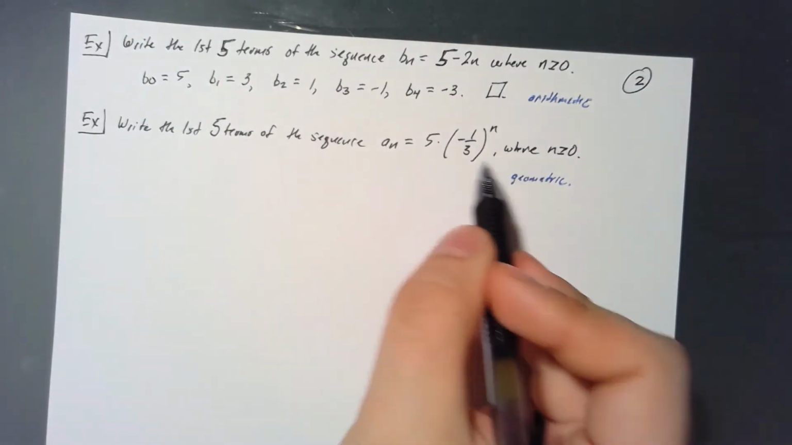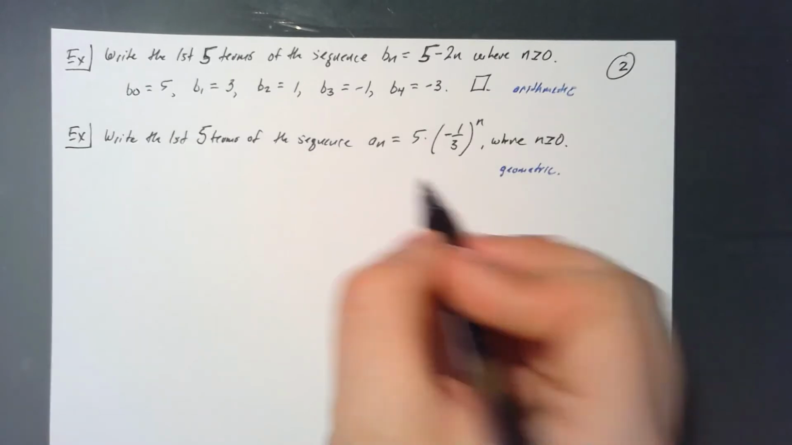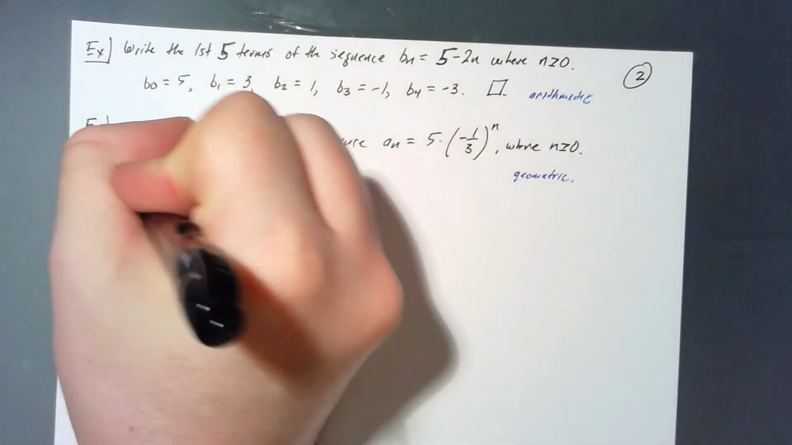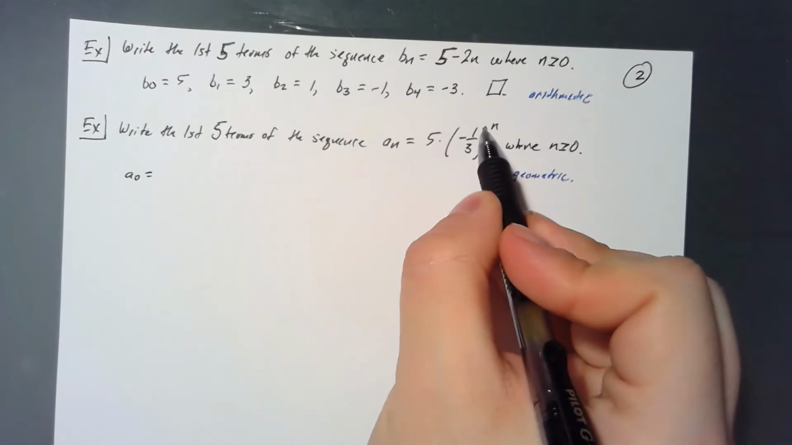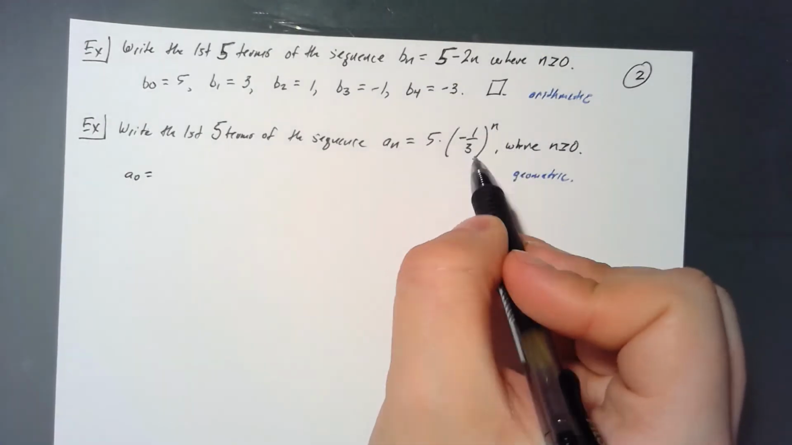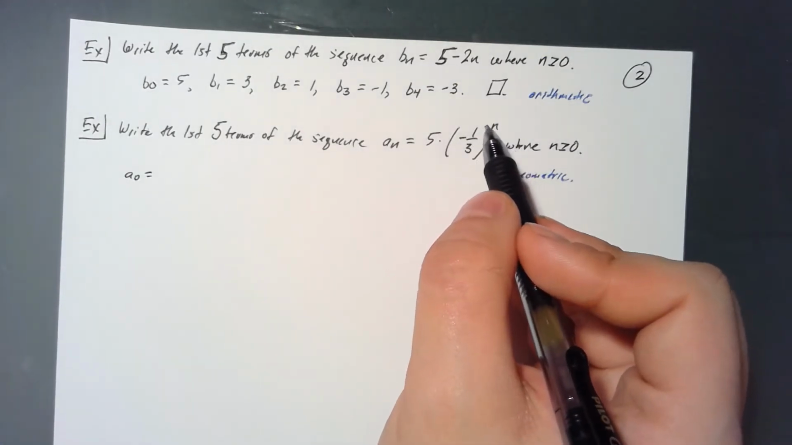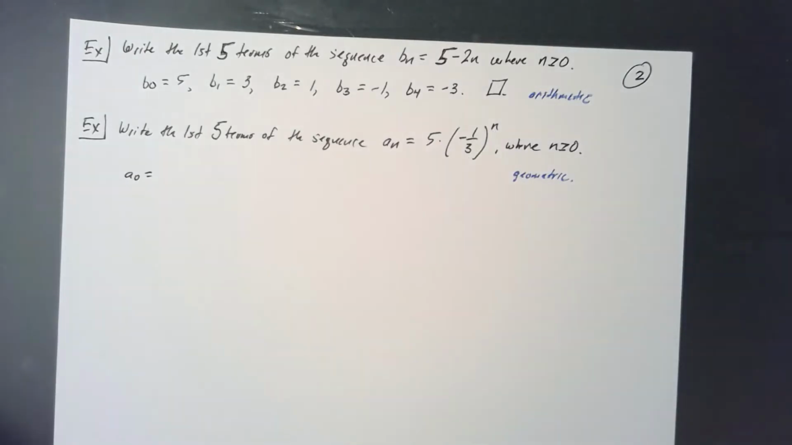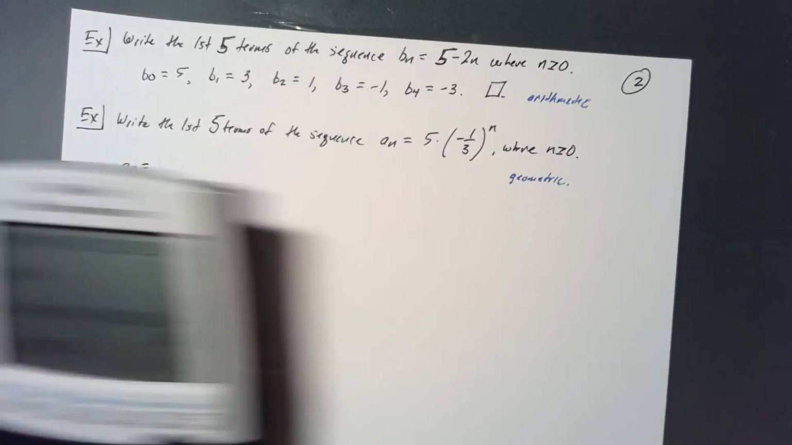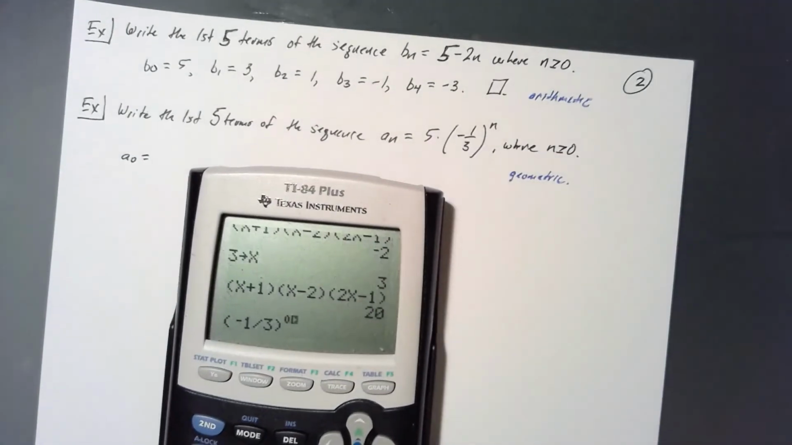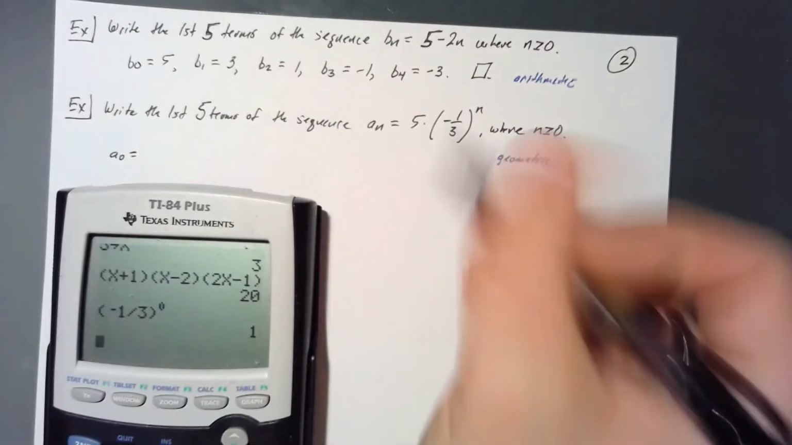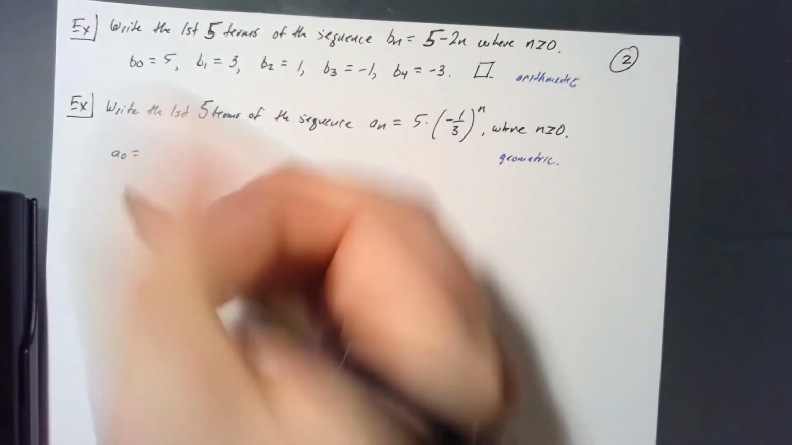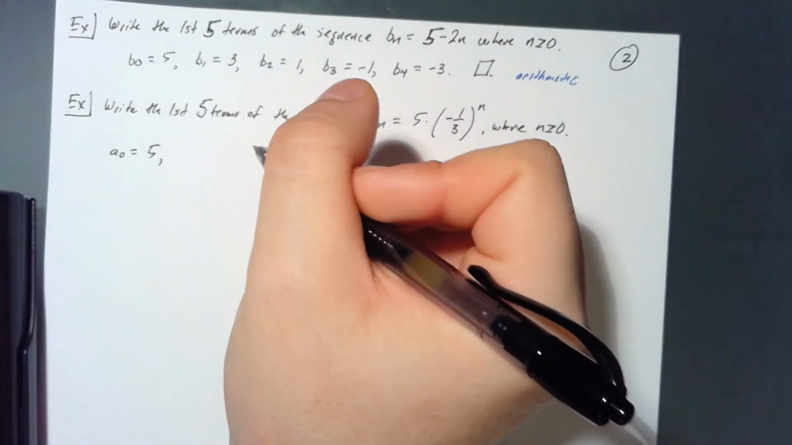Alright, so this one is a little trickier, but not too difficult. A sub 0. So plug in 0 here. So you got 5 times negative 1/3 to the 0 power. Well, anything to the 0 power is what? You could use your calculator, but you should know that. So negative 1/3 to the 0 power is 1. So I have 1 times 5, which is 5. Okay.